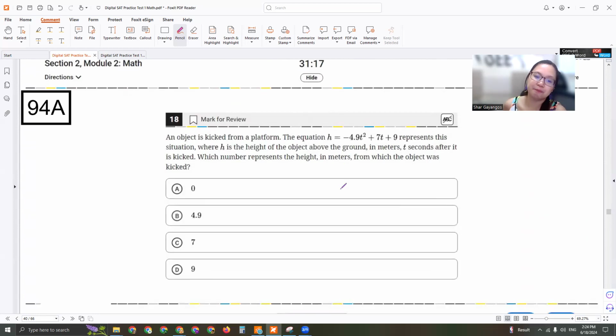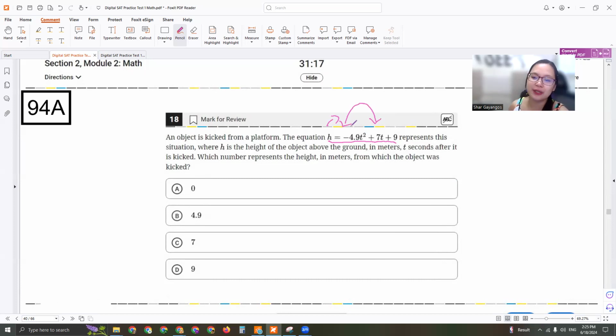All right, 94. Okay, an object is kicked from a platform. The equation is h equals negative 4.9 t squared plus 7t plus 9. Okay, so we know it's a quadratic equation, and if it's a quadratic equation, it is a parabola. Sometimes by knowing your functions, knowing what they look like, it helps you imagine the graph. The leading coefficient is negative, so we're looking at a parabola that opens downward.